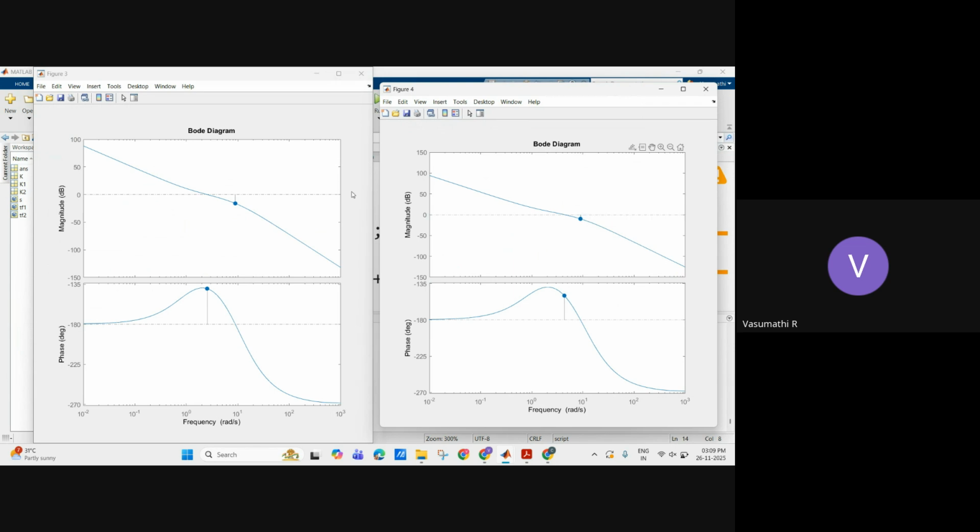Right, it has changed. Now we look for minus 3 decibels. Okay, it's around 3.3. The frequency is around 3. Sorry, we have to look for the magnitude, right? Magnitude only. Minus 3 it is. The frequency comes around.